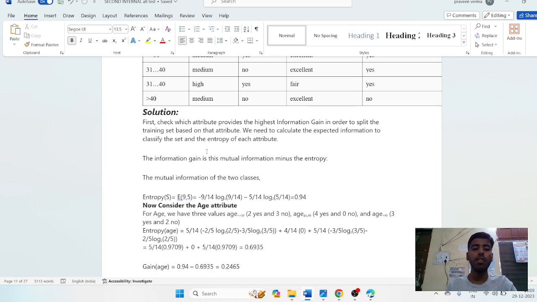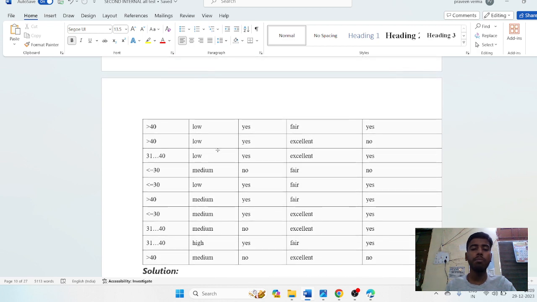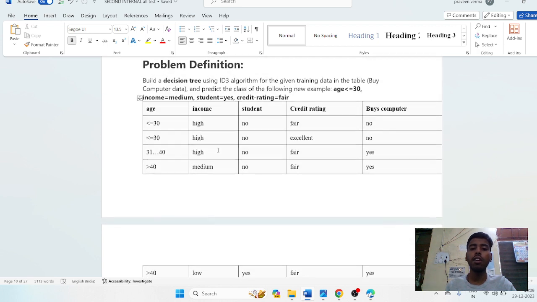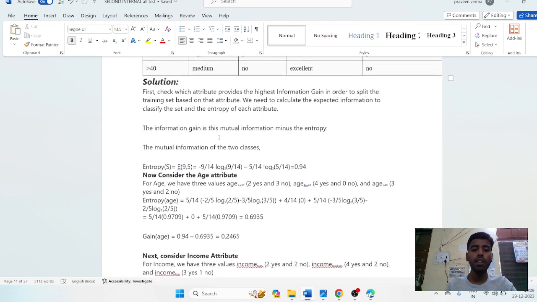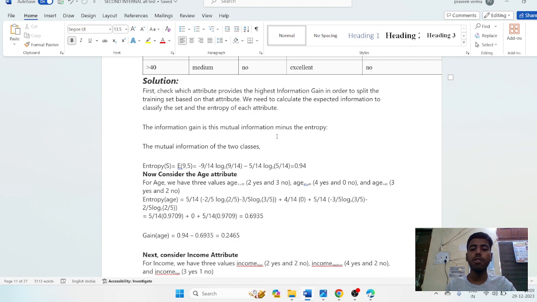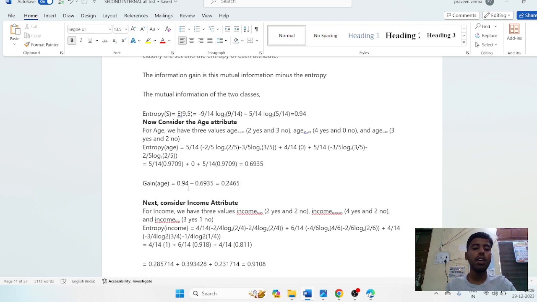First, here is the solution. First we check which attribute provides the highest information gain in order to split the training set. Based on the attribute selection method, we need to calculate the expected information to classify the set and the entropy of each attribute. Then we select the root node from these attributes. Information gain is the mutual information minus the entropy, where the mutual information is of the two classes.